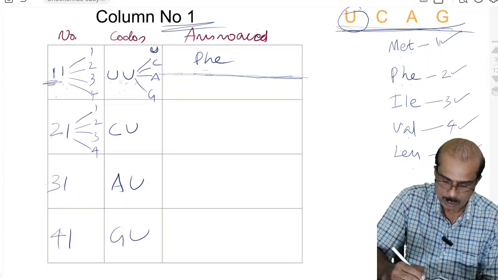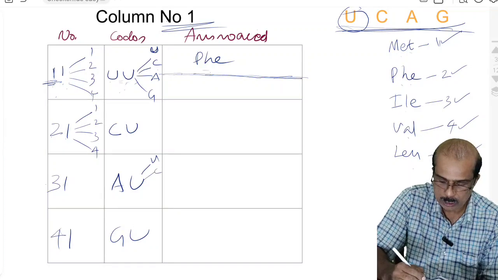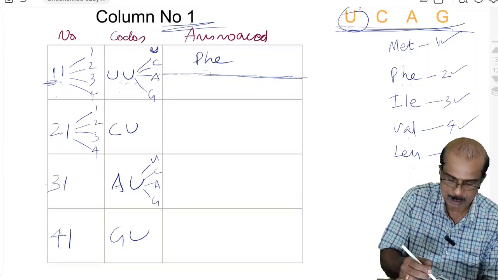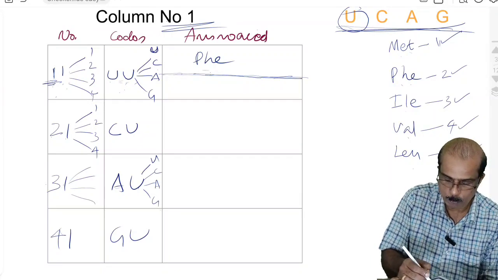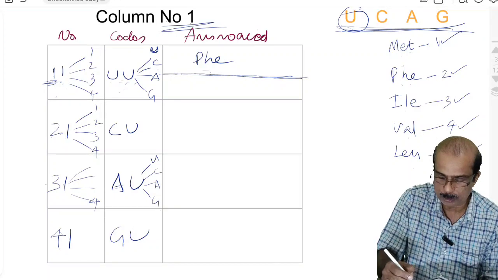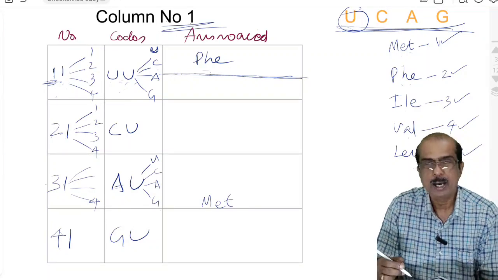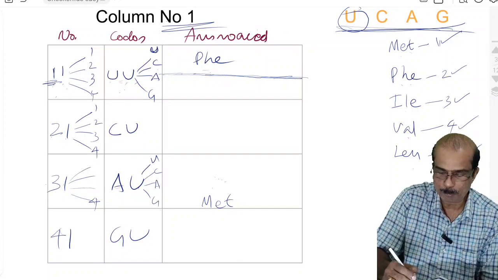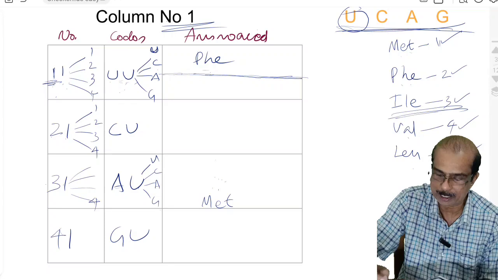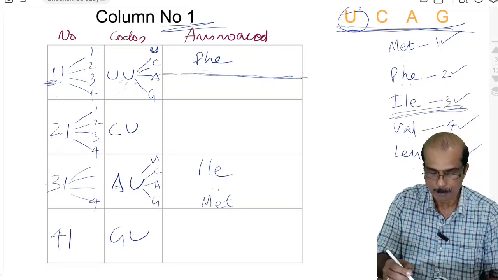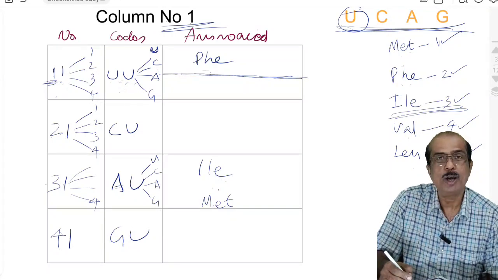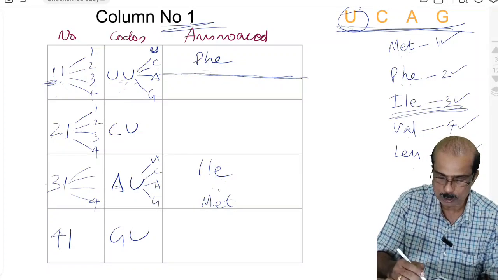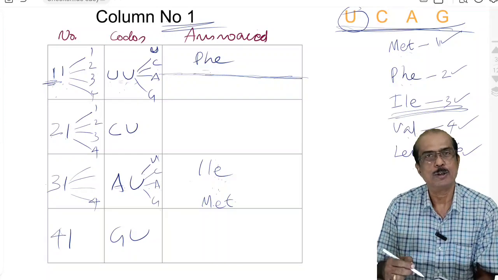Then here AUU, AUC, AUA, AUG. That is 314, AUG. We all know that AUG is the start codon which codes for methionine. In this box, 3 positions are vacant. We have to fill up that vacancy with isoleucine. In this column, the fourth amino acid is methionine. The other three, AUU, AUC, and AUA, code for isoleucine.